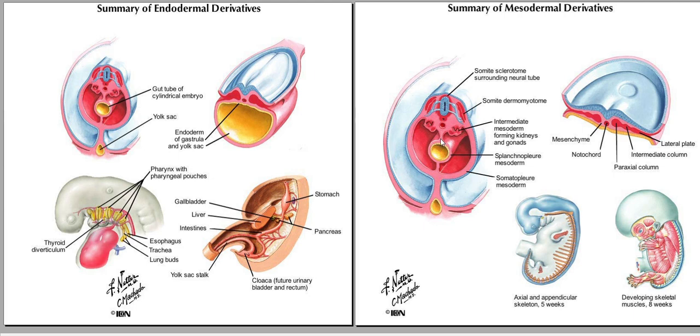ventral mesentery, dorsal mesentery. Okay, then notochord. So you can see the mesenchyme. Okay, paraxial, intermediate, lateral plates. That's just the axial and appendicular skeleton by week 5, and by week 8 developing muscles.